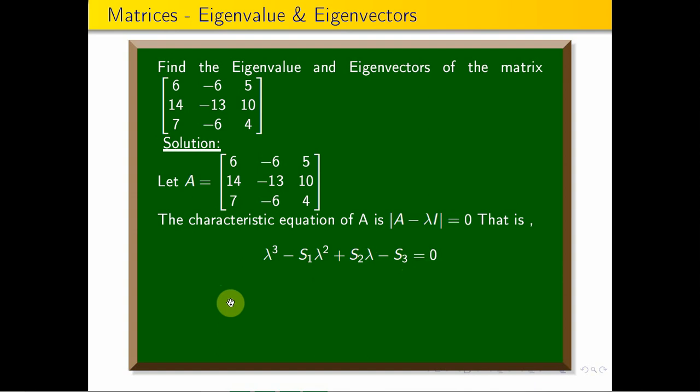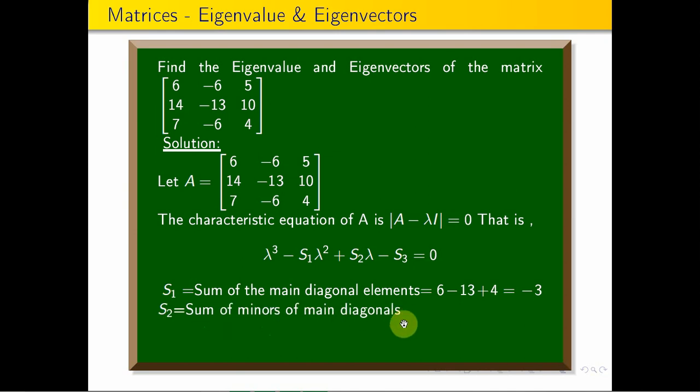S1 can be obtained by this formula: the sum of the main diagonal elements. This is the main diagonal. So the sum of the main diagonal is 6 minus 13 plus 4, which is equal to minus 3. S2 is nothing but the sum of the minors of the main diagonal elements. As we already noted, this is the main diagonal.